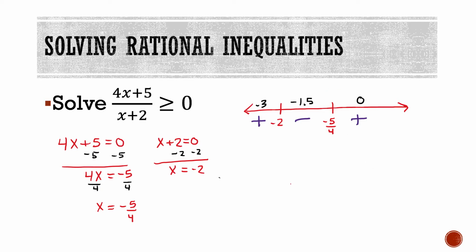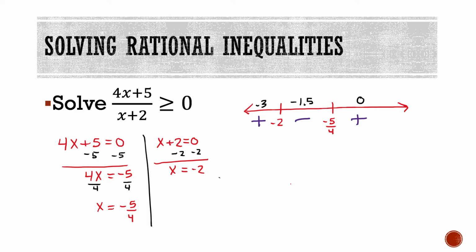Okay, so we've kind of said a lot there. Let's summarize just a little bit. Remember, take the numerator and the denominator, find your zeros, put those on a number line. You're going to choose a test point in each of the sections of your number line, plugging those values back into the original problem, determining whether the answer is positive or negative.